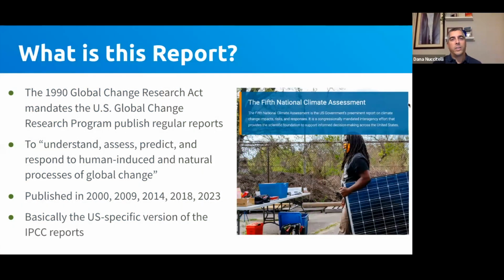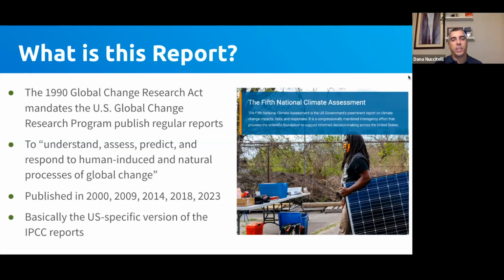So let's start out talking about what this report even is. Congress passed a law in 1990, the Global Change Research Act, that tells the U.S. Global Change Research Program that it needs to publish these regular reports talking about what's happening with the climate. The purpose is to understand, assess, predict, and respond to human-induced and natural processes of global change. They're supposed to be published about every 4 years. Sometimes they get delayed a little bit.